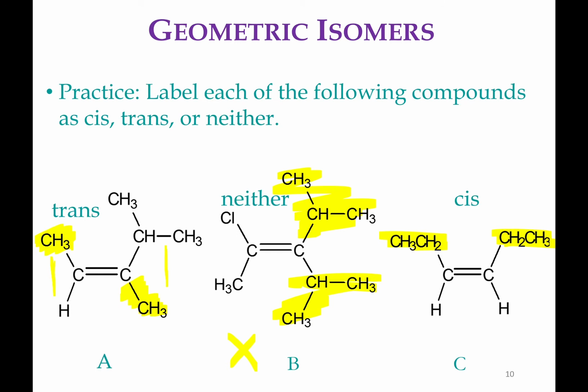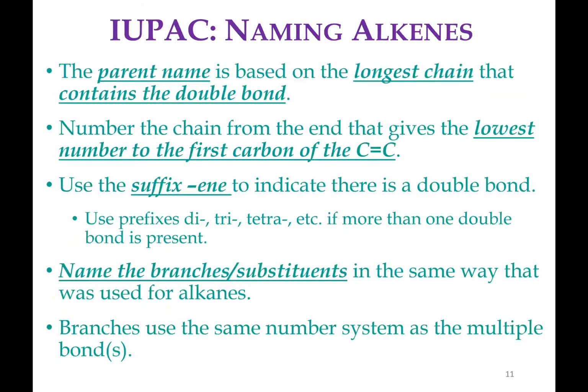All right, so that's what it means to have cis-trans isomerism. We're going to get into the IUPAC rules of naming. The parent name is still based on the longest chain. The longest chain now has to include the double bond. You're going to number the chain from the end that gives the double bond the lowest number. And we're going to change the ending to "ene." If I have more than one double bond, you just put a prefix in there, diene, triene, tetraene, for example. You can have more, but we're going to probably keep it a little bit down.